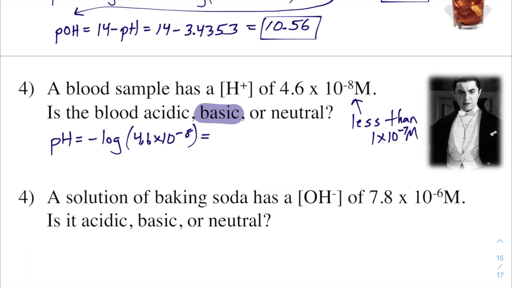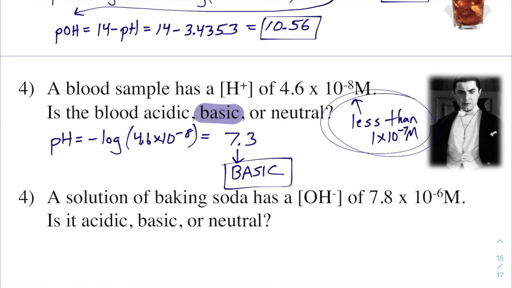So negative log of 4.6 times 10 to the negative 8th gives me 7.34, or 7.3 pH, and that's going to tell me that it's slightly basic, right? Not much, but slightly. So there are 2 ways to answer that question.